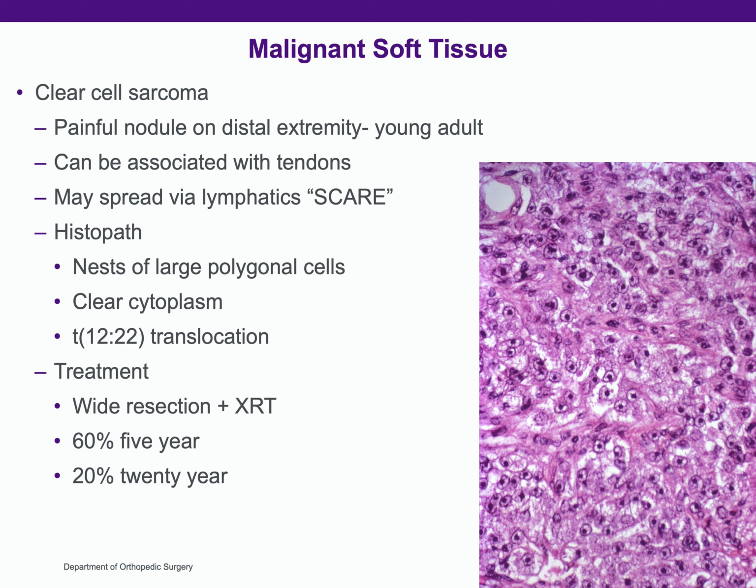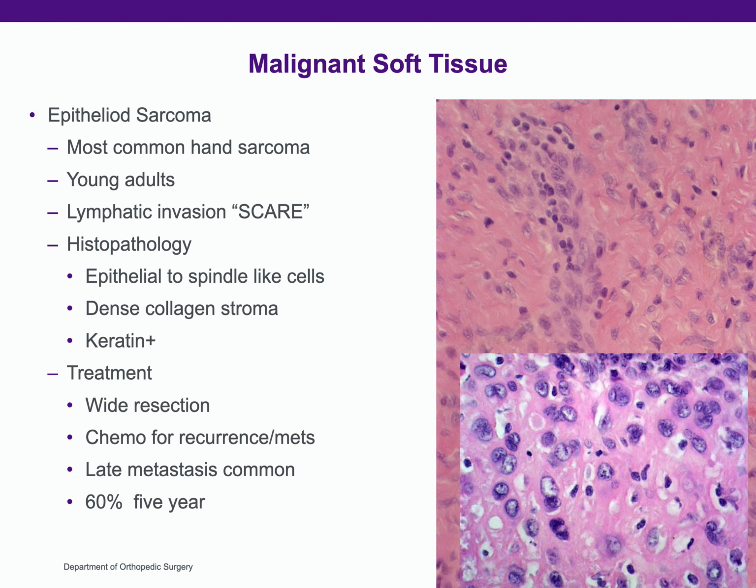The reason, again, I think they like it, besides its unique presentation in the hand and distal extremities, is that it has this central nucleolus with this very clear cytoplasm, hence the name clear cell sarcoma. It too has a characteristic translocation, which unfortunately you just have to memorize if you want to nail that question on the test. Other than the histology and the translocation, the treatment is no different than the other ones that I have mentioned.